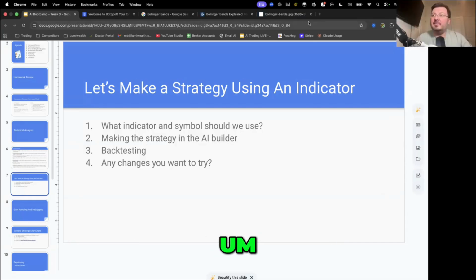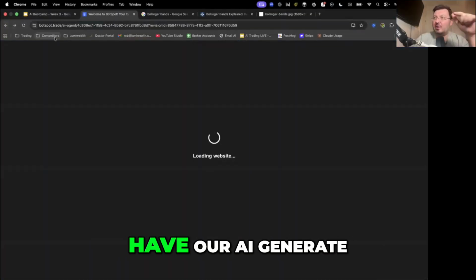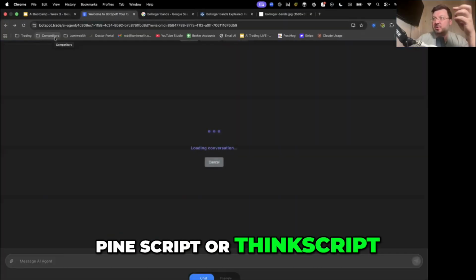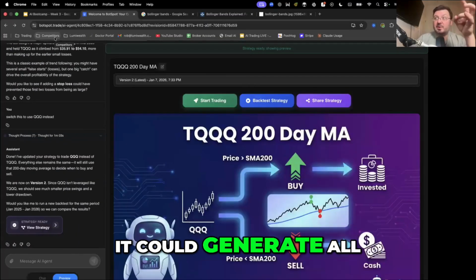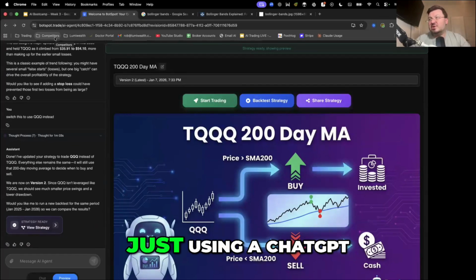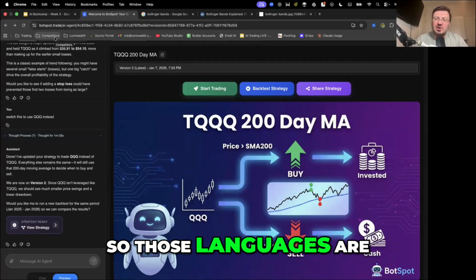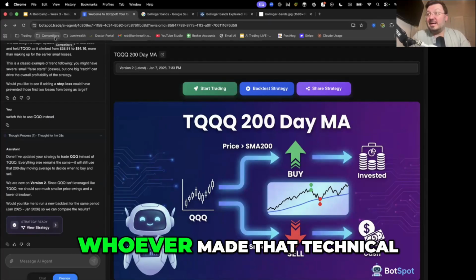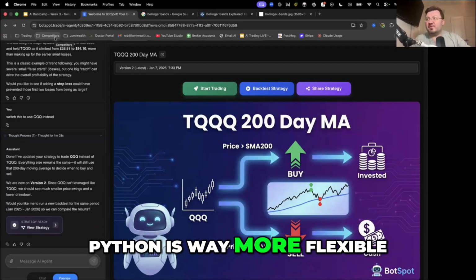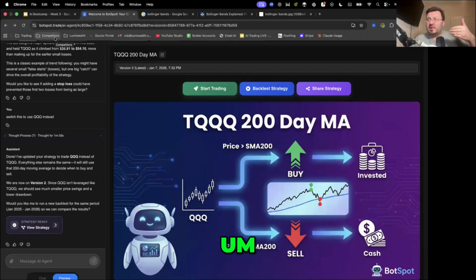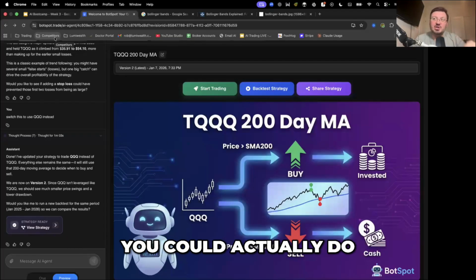Nice. Awesome. We actually added a feature recently where you could have our AI generate PineScript or ThinkScript or whatever. So it could generate LumiBot code, but it could also generate ThinkScript. It could generate PineScript. It could generate all that stuff for you. And I think you'll get better results than just using ChatGPT, because we actually have given it a lot of guidance around that. So those languages are not great. Whoever made that technical decision to use some proprietary language, bad decision. Python is way more flexible. But we now have the ability to actually generate those things as well. So if you want to use BotSpot to generate PineScript, you could actually do that too.